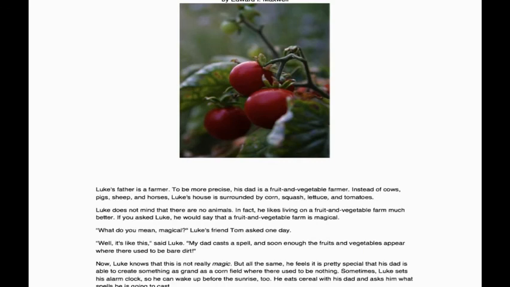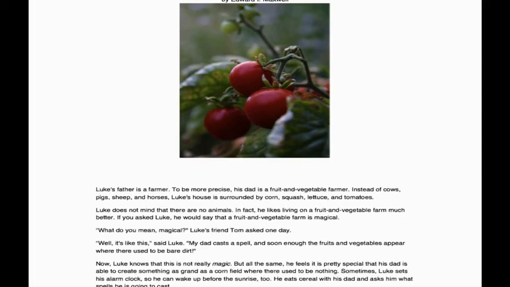Magic Tomatoes by Edward I. Maxwell. Luke's father is a farmer. To be more precise, his dad is a fruit and vegetable farmer. Instead of cows, pigs, sheep, and horses, Luke's house is surrounded by corn, squash, lettuce, and tomatoes.